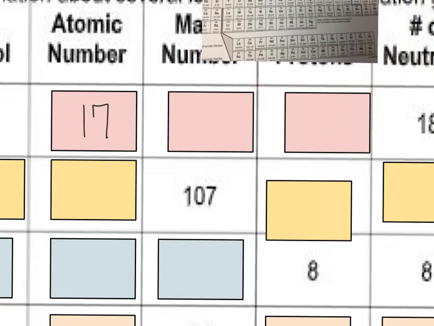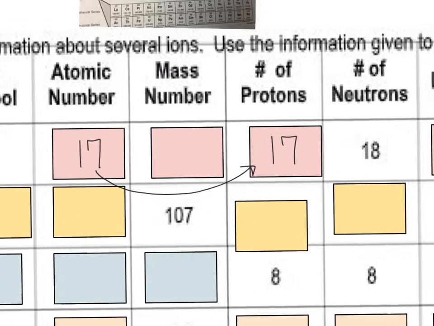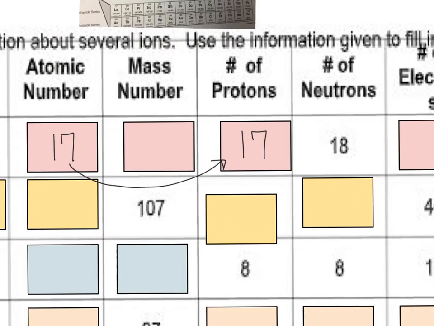All right, so the next thing I would do automatically from there is I take that 17, I go and throw it into my protons column. So I have 17 for the number of protons, so atomic number and number of protons, okay?